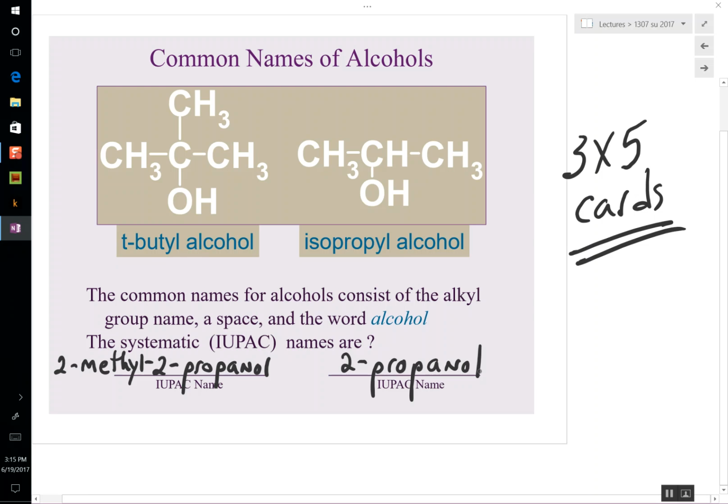Because where do you need 3x5 cards? You need 3x5 cards for molecules that have a common name in addition to their IUPAC name. They have a common name, and they are very common organic compounds. You could go into a lab and look around for 2-methyl-2-propanol and never find it because the bottle is labeled T-butyl alcohol. So that's why you need to know some of these common names.